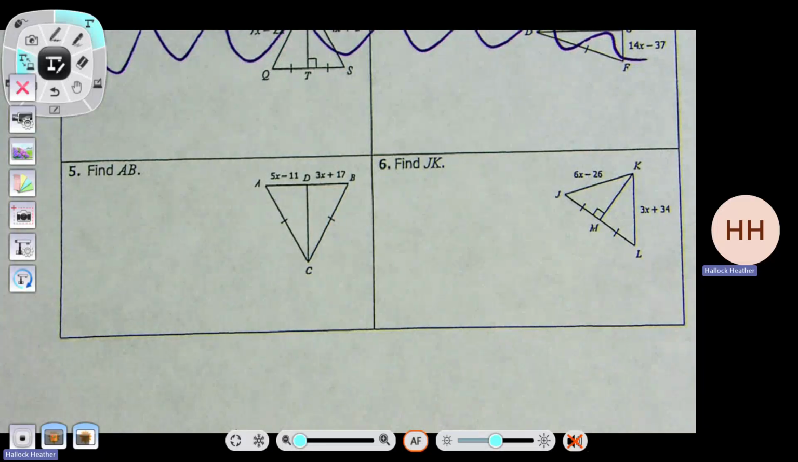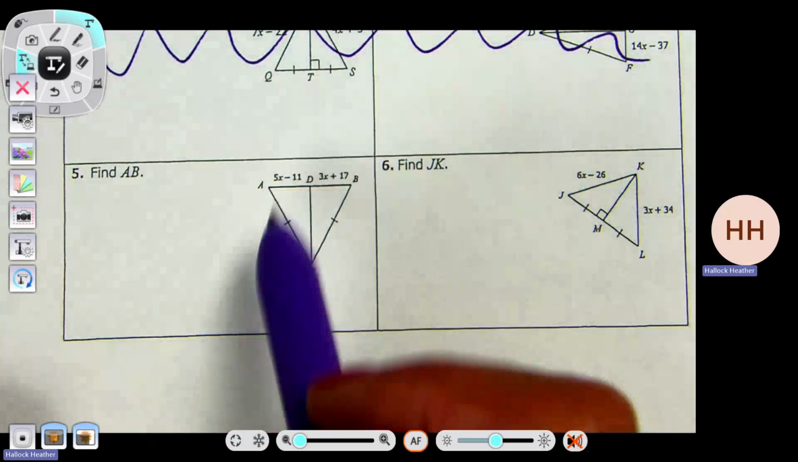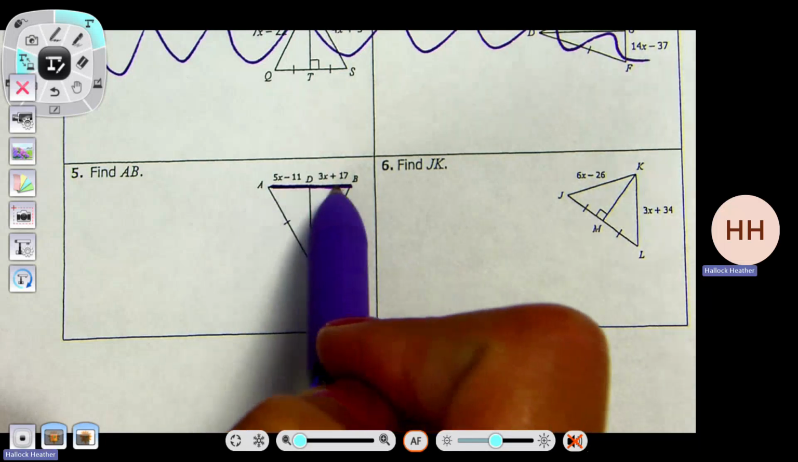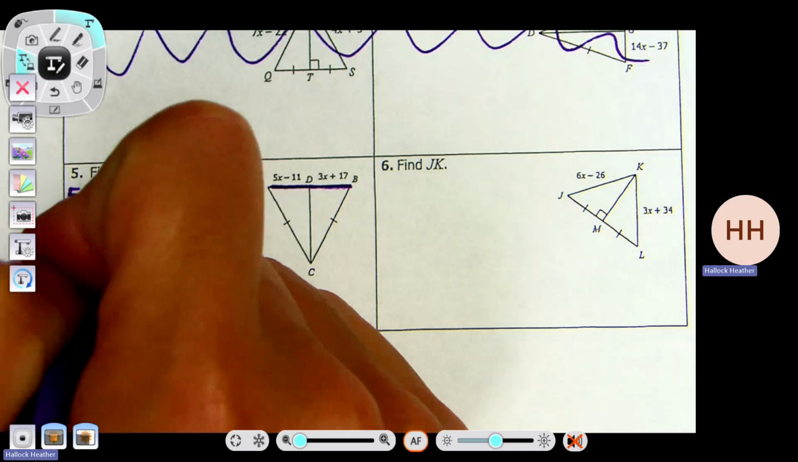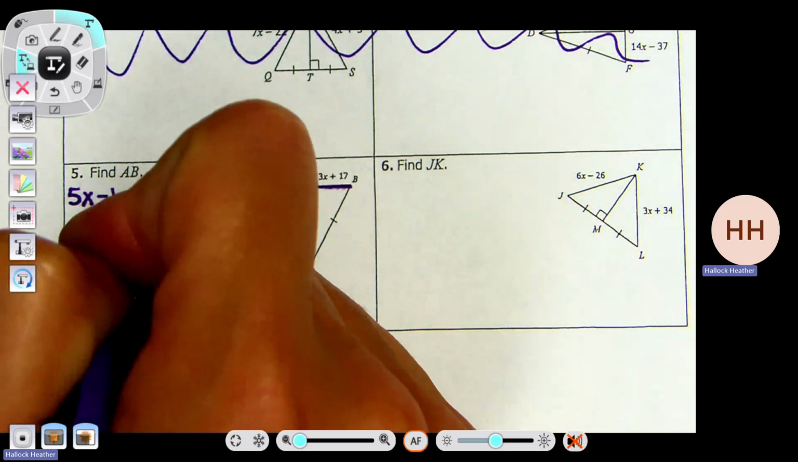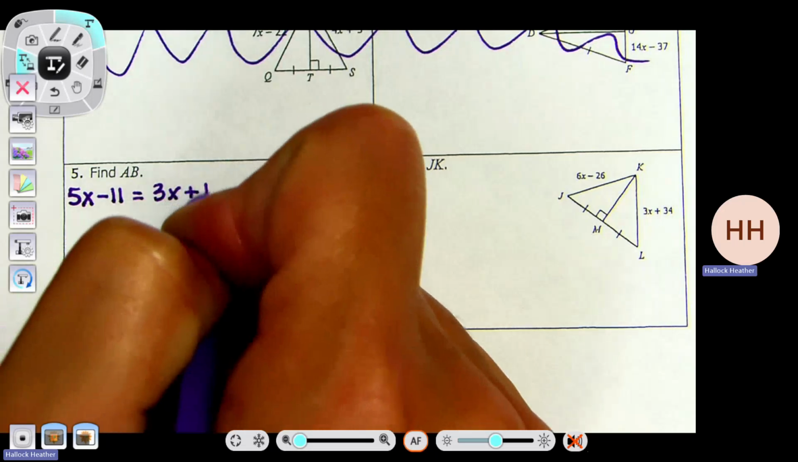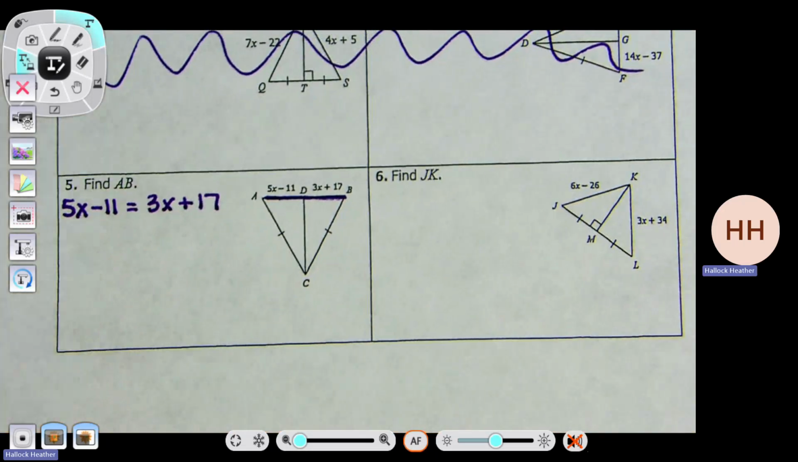So for number 5, does anybody remember from 4 weeks ago, if I needed to find the length of A to B, what should I do with these? Equal them. You're a genius. You remember something. So we're going to do 5x minus 11 equals 3x plus 17, because perpendicular bisectors are bisecting, cutting it in half.